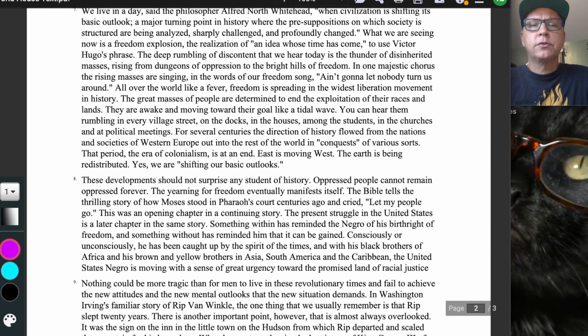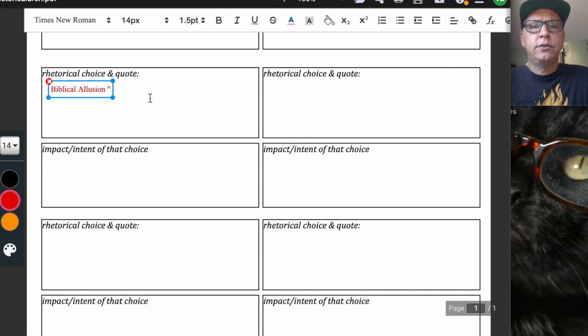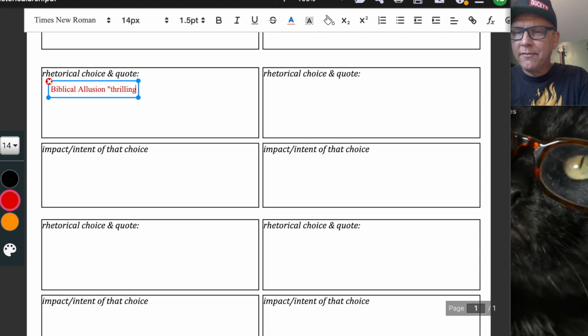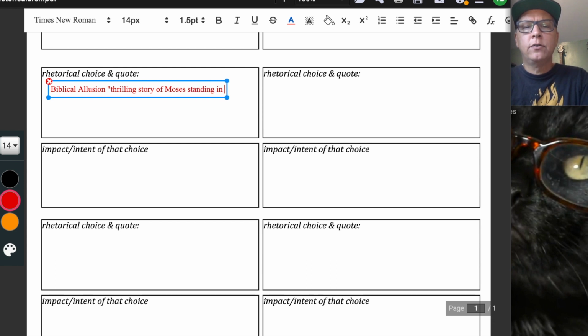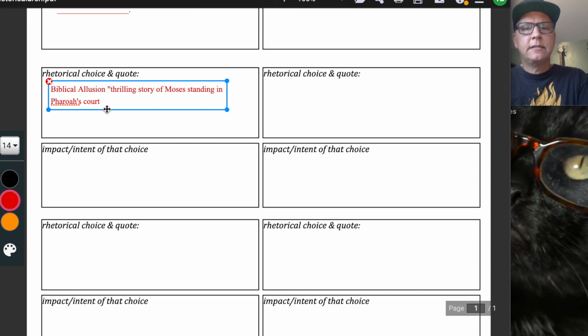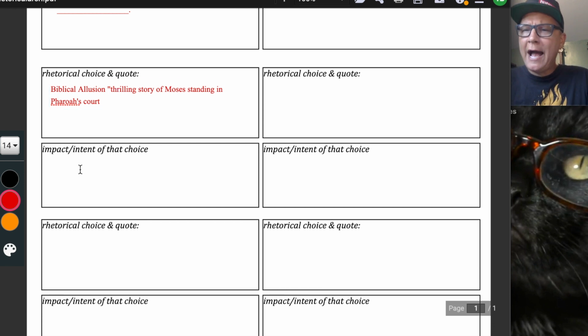That's a biblical allusion, right? So I go over here to this nugget of the quote, "thrilling story of Moses standing in Pharaoh's court." Okay? And then once I have this, something he chose to include here, the impact or intent of that choice. Why did he choose this biblical allusion, right?